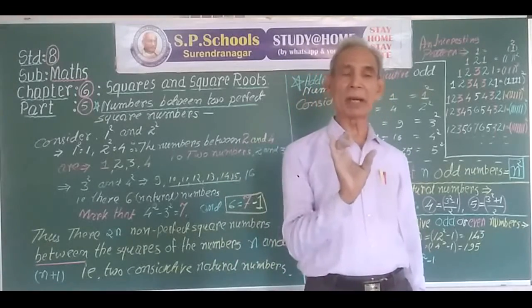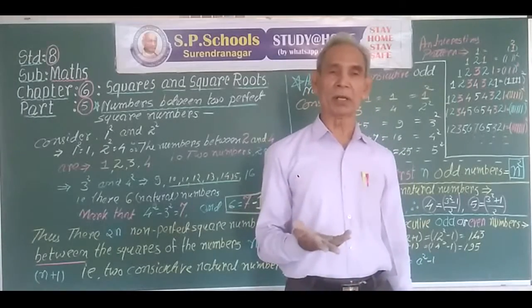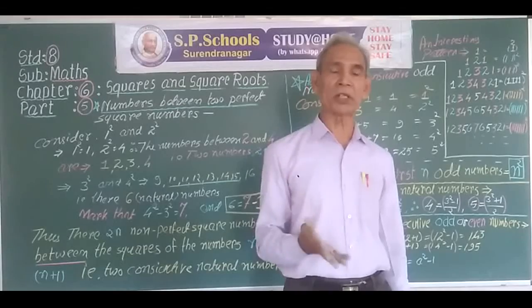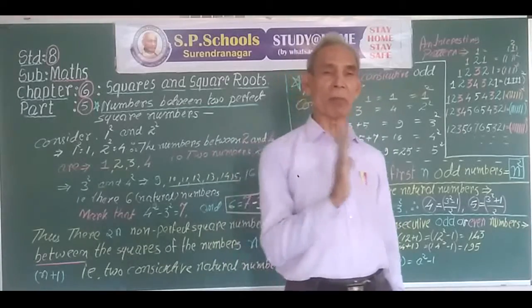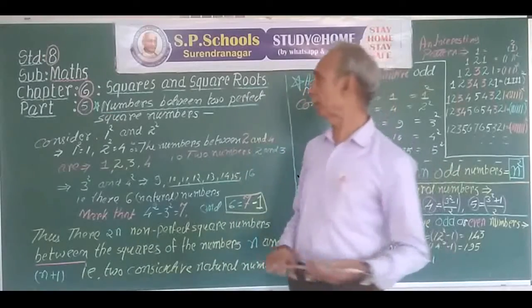Any two neighboring natural numbers differ by 1. For example, 13, 14, 15, 16. We go on adding 1 by 1. These are serial natural numbers.